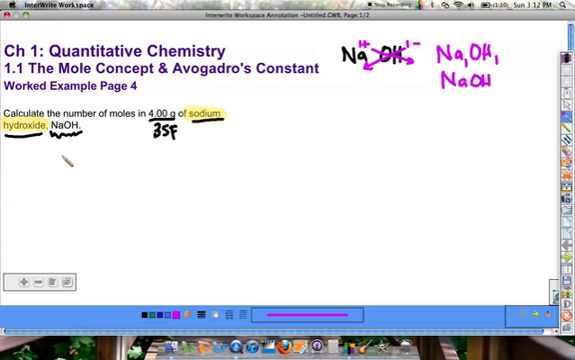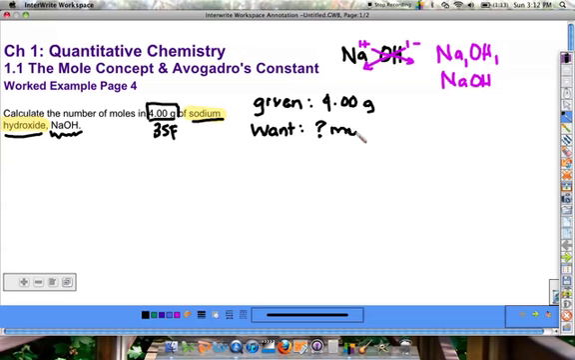Now we can get to the meat of this problem, and we start with the fact that we have 4 grams. That's our given. It's always good to know what our given is and what we want. So given we have 4.00 grams, and we want the number of moles. So question mark moles.